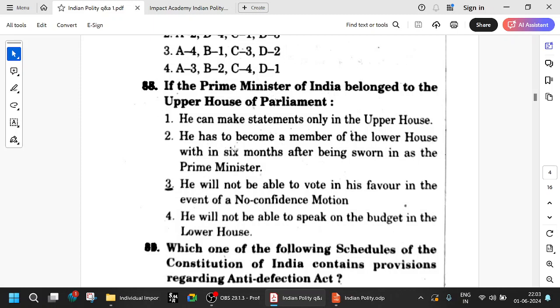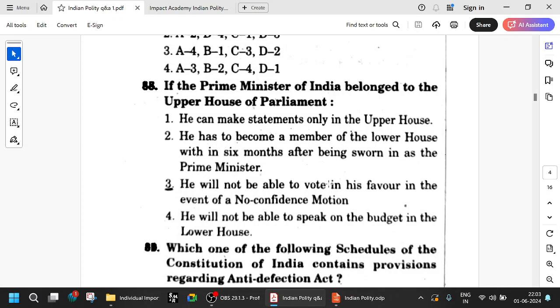He has to become a member of the lower house within 6 months, nothing like that. If he is not a member of Parliament at all, anyone can be made the Prime Minister, but within 6 months you have to become a member of either the Rajya Sabha or the Lok Sabha. But if he is already a member of the Rajya Sabha, that is the upper house, then there is no need of this 6 months Lok Sabha everything.